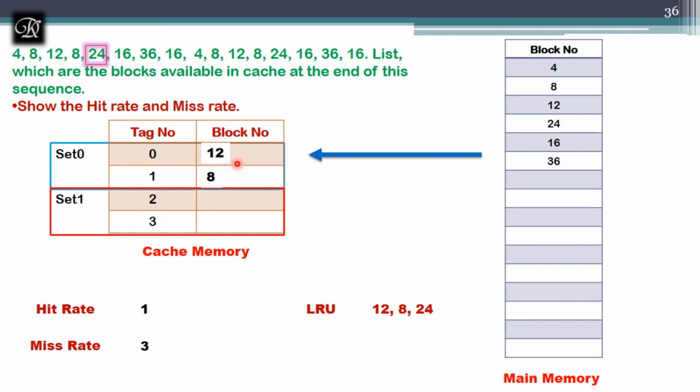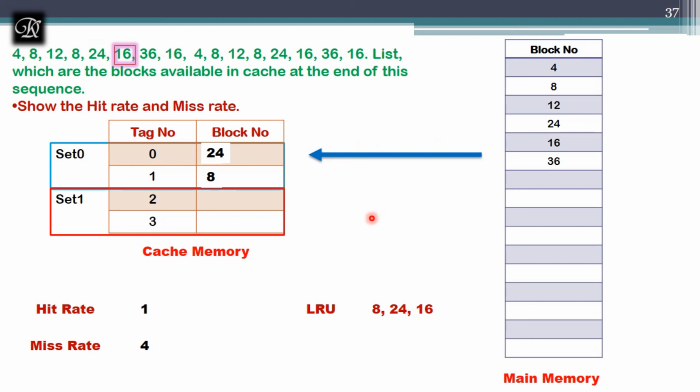24 is not available in the cache. What do I have to do? I have to increase the miss rate, add it to LRU, and find which set it has to reside in. So set number 0 again, and out of 12 and 8, which block has to be replaced? Again, LRU is going to tell that 12 has to be replaced. Now it's going to replace block number 12 with 24 and increase the miss rate.